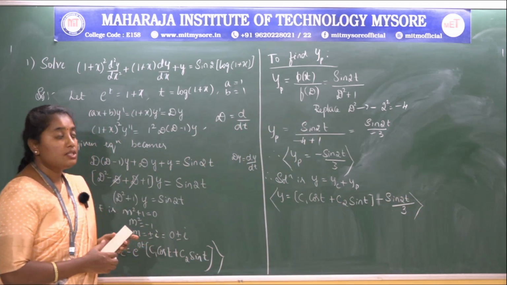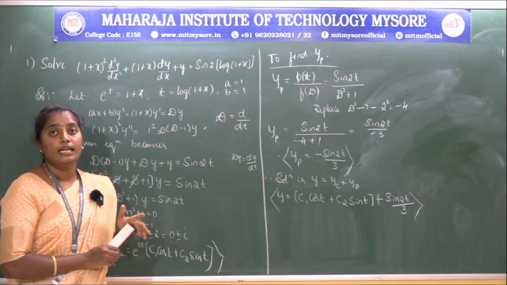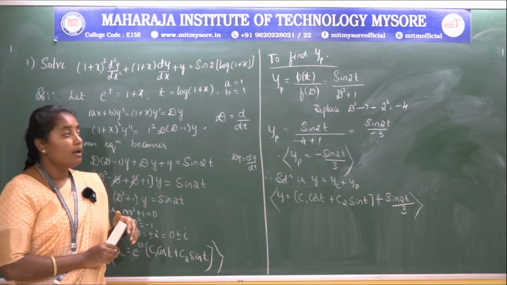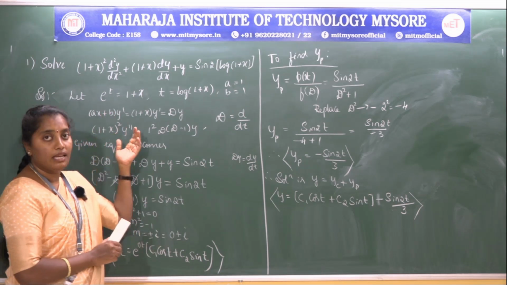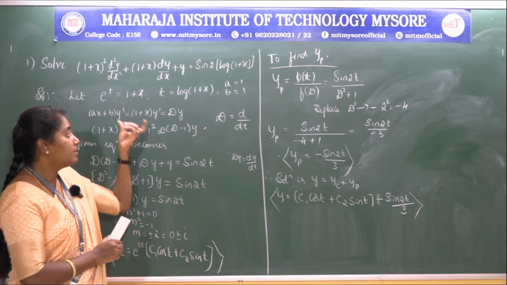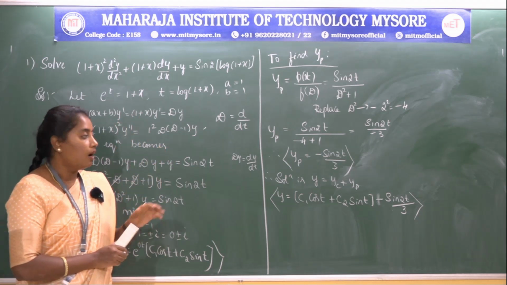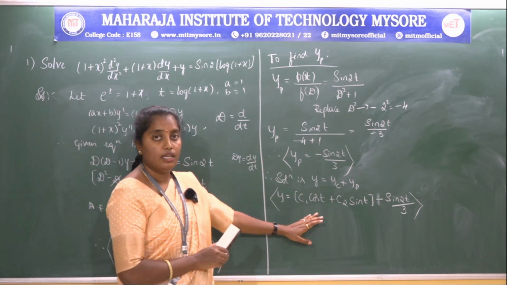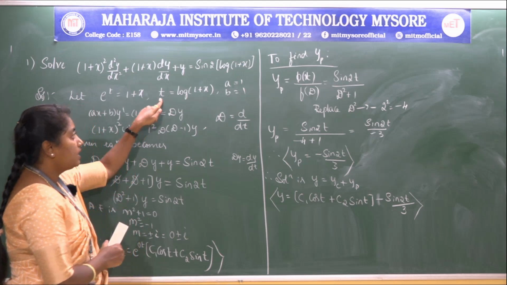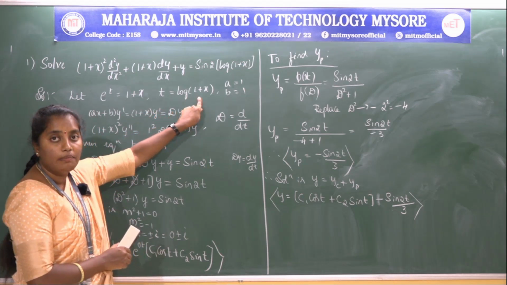But the given equation contains x as the independent variable. We have to write the solution in terms of x. Since we reduced that variable coefficient to constant coefficient, we took one more variable t in terms of x. After writing the solution in terms of t, we have to replace the t variable with x. Here the value of t is equal to log of 1 plus x.